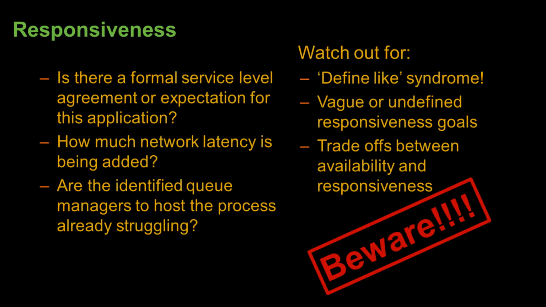There is also the possibility that the queue managers that meet the availability targets that we've already talked about may not be able to meet the responsiveness targets. There's always a subtle tension between availability and responsiveness. The multiple paths and shared resources are a bit less efficient than a single finely tuned path.